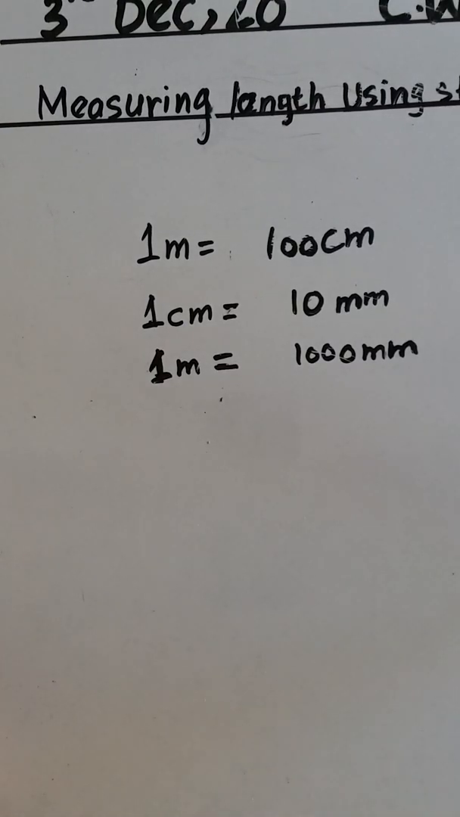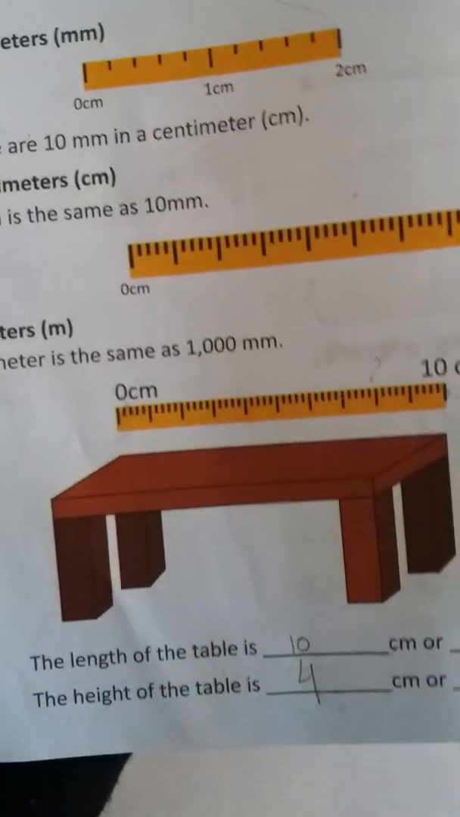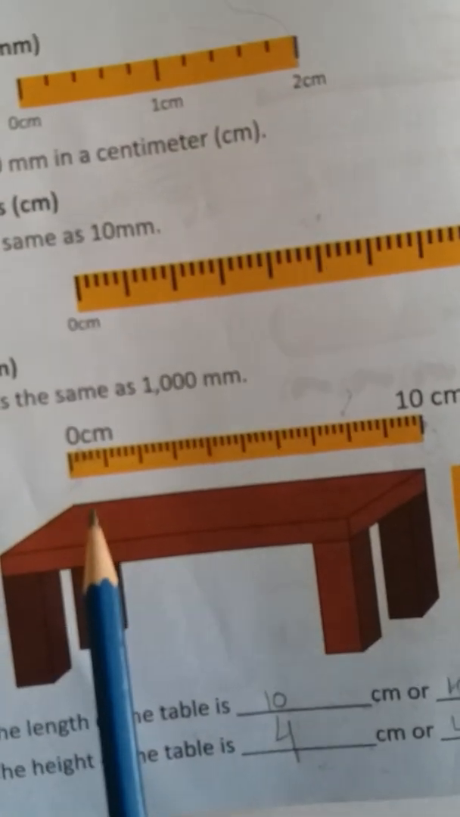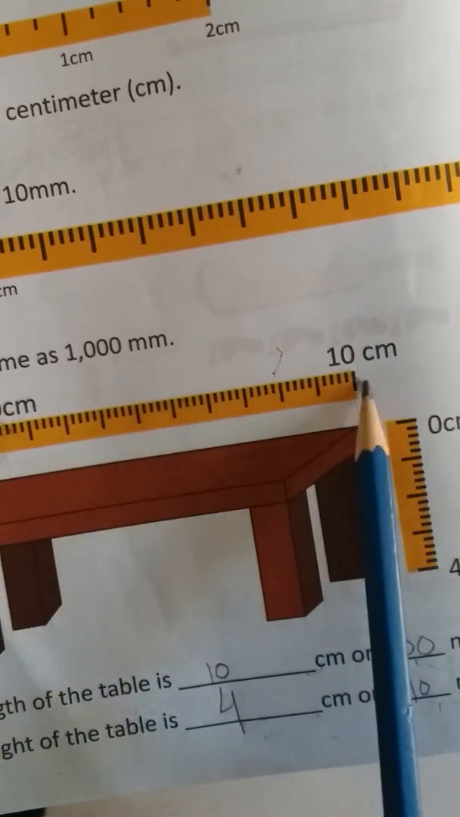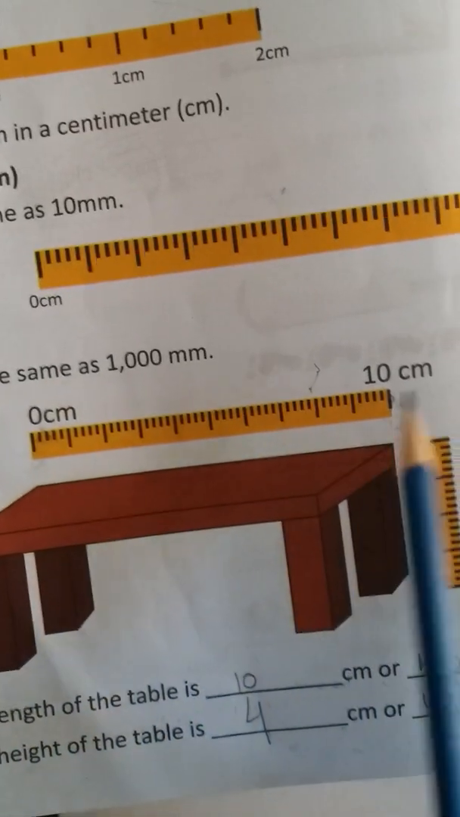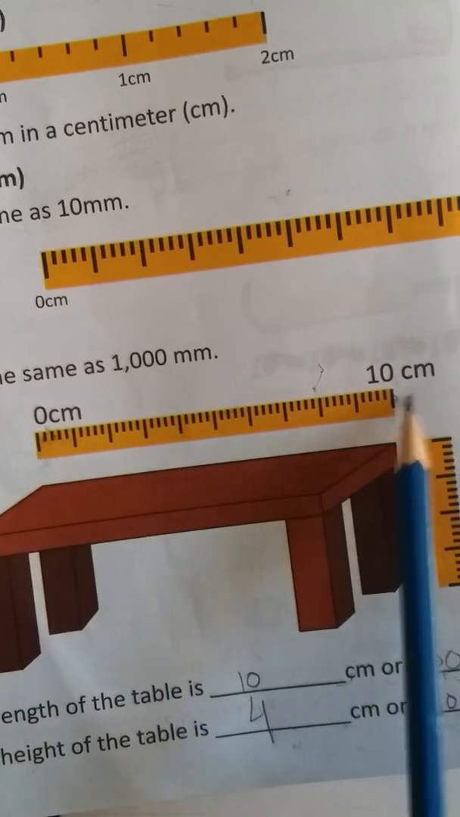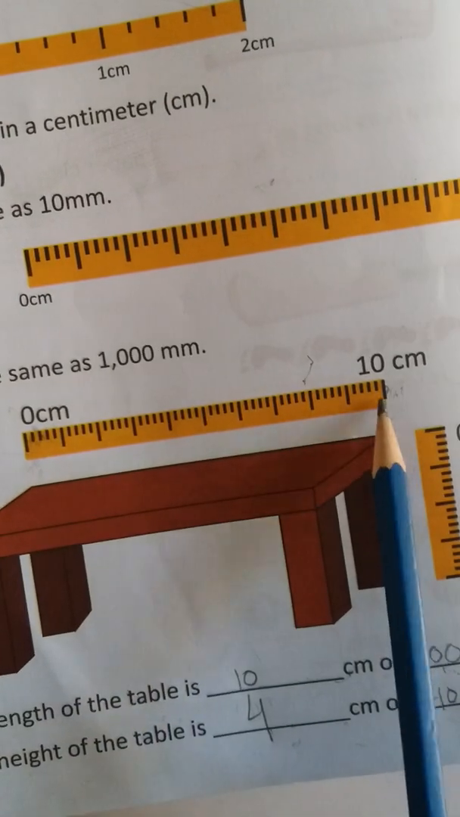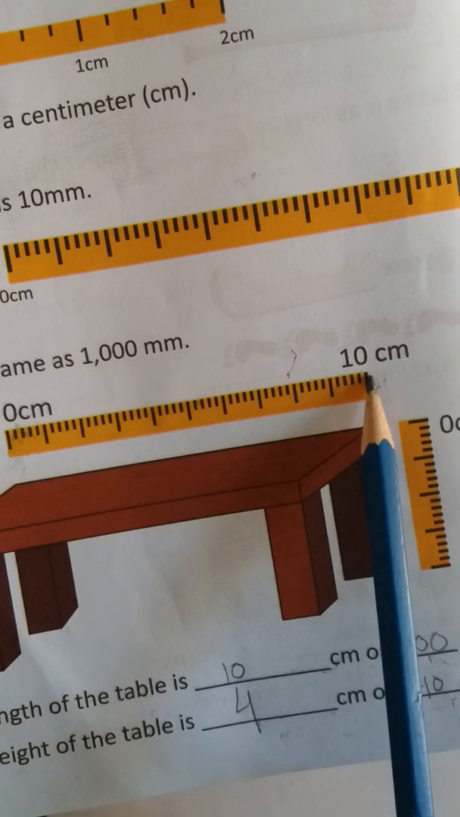Okay, now open page number 98 of your book. You can see in the book here is a measuring scale and the length of the table is 10 centimeters, from 0 to 10 centimeters. This is the way you can put the measuring scale to measure the length of any object. We will put 0 at the starting point and look at the ending point. So the length of the table is 10 centimeters.